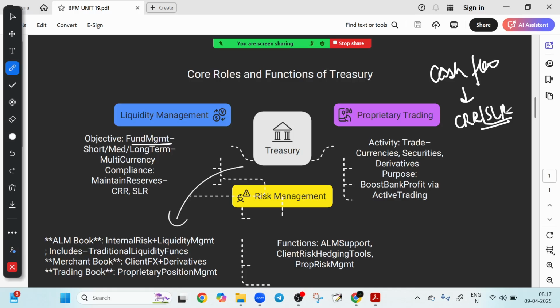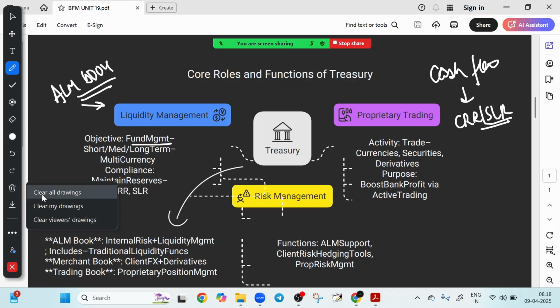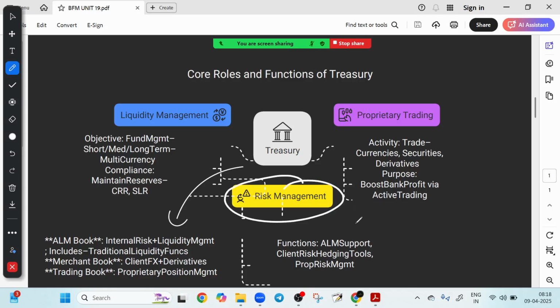It does this through what we call the ALM book. Yes, remember there is a book that we call the ALM book, right? It is done through the ALM book where internal risk and liquidity needs are monitored and balanced with precision. So as you can see, multi-currency compliance, then it maintains reserves. So I told you two things, managing cash flow and complying with CRR SLR, that are a part of liquidity management. Then we have the second part, that is called risk management. So after liquidity management comes risk management. You know what it means?